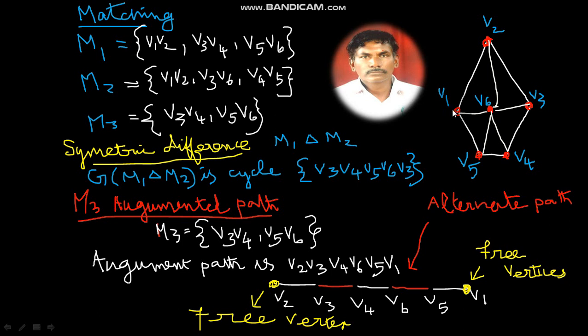Take for example, edge V1, V2 is independent of edge V3, V4 because there is no common vertex for them. Therefore, they are not adjacent. Similarly, V3, V4 is not adjacent to V5, V6. This edge is independent of this edge, and this edge is independent of this edge, because there are no common vertices for them.